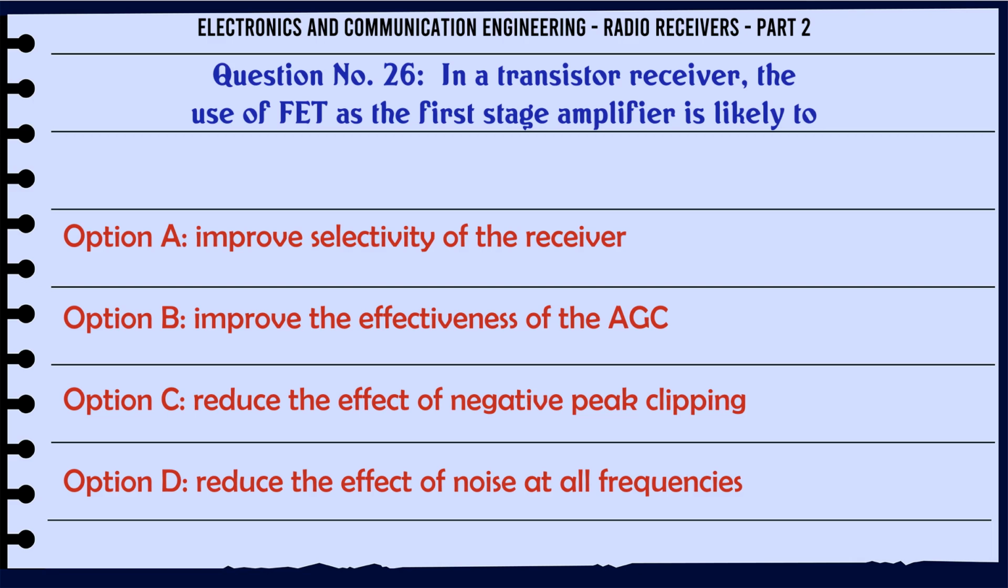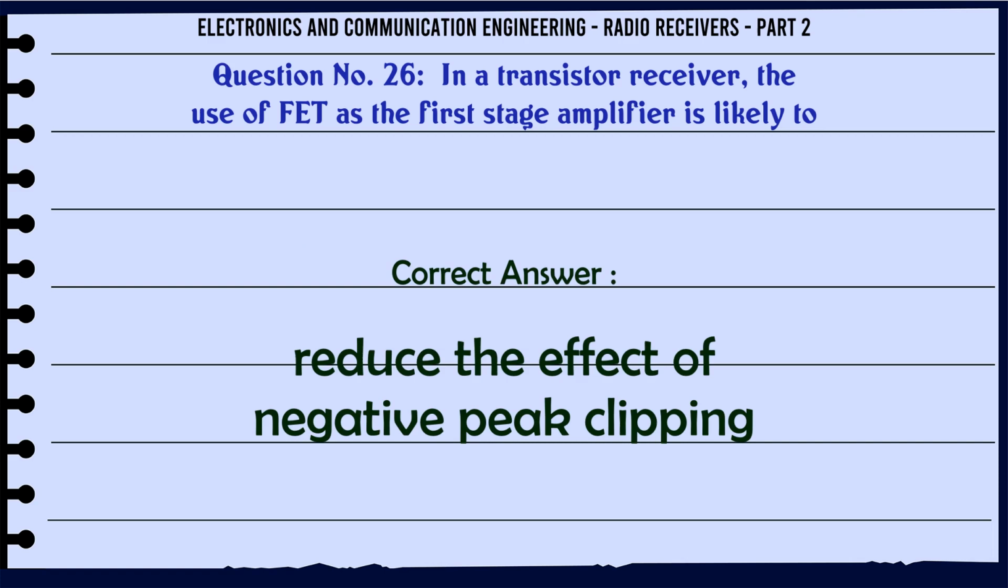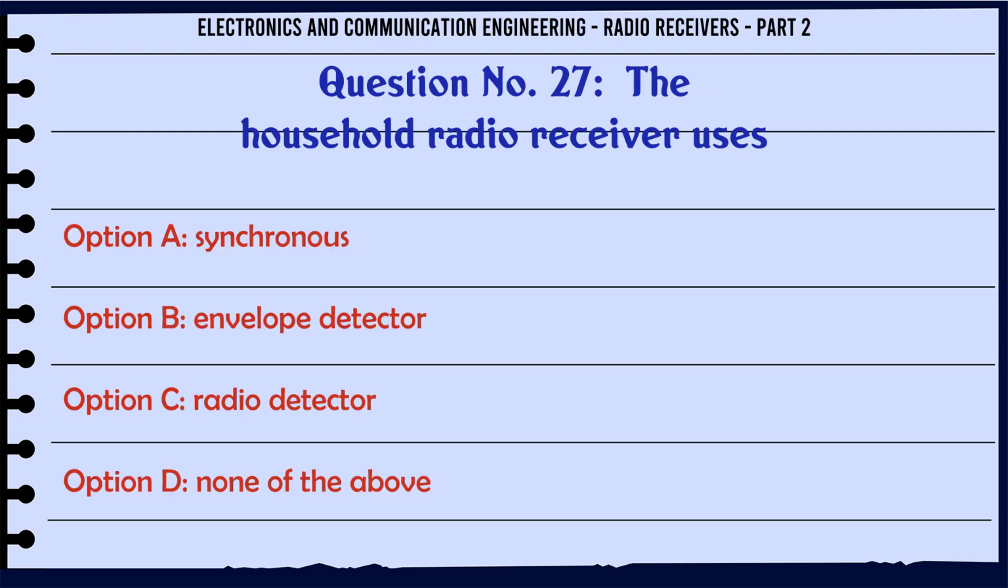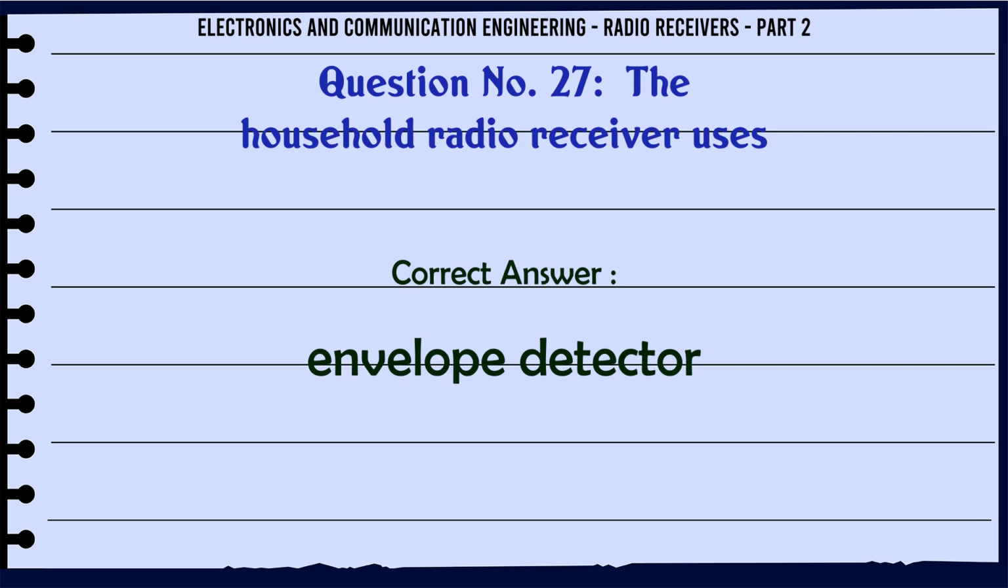Reduce the effect of negative peak clipping. D. Reduce the effect of noise at all frequencies. The correct answer is reduce the effect of negative peak clipping. The household radio receiver uses A. Synchronous. B. Envelope detector. C. Radio detector. D. None of the above. The correct answer is envelope detector.